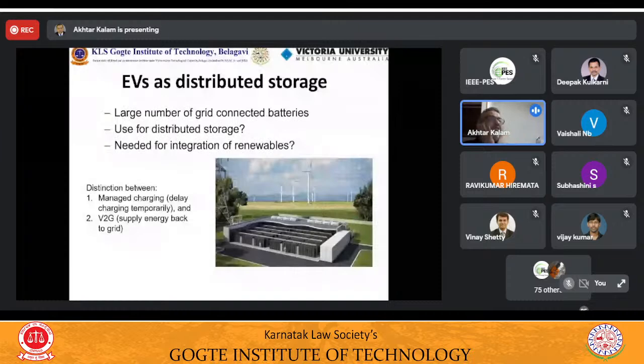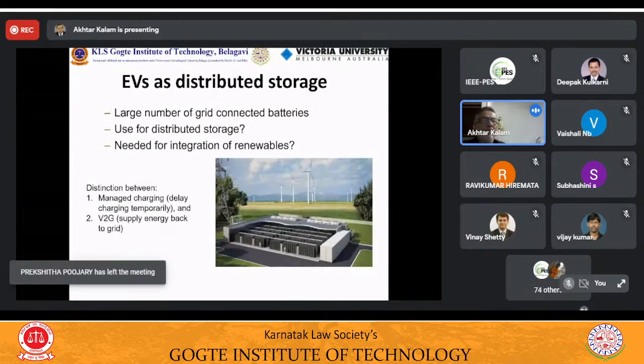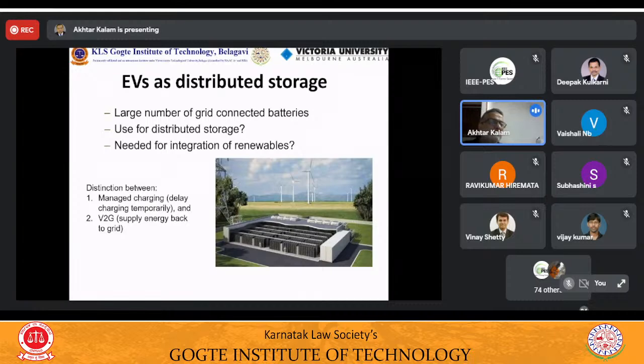So you have to make sure that you've got a distinction between managed charging, which is delay charging temporarily, and V2G, which is supply energy back to the grid. And I'll give you an example. In 2016 in South Australia, we had a great windstorm and typhoon. And what happened was that most of our wind turbines got uprooted. And there was no power.